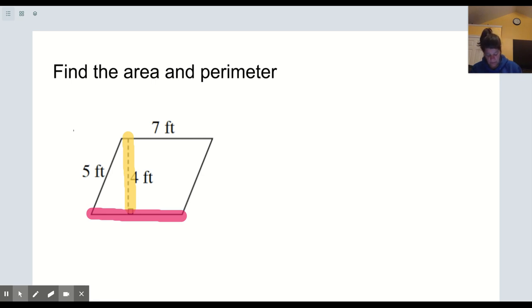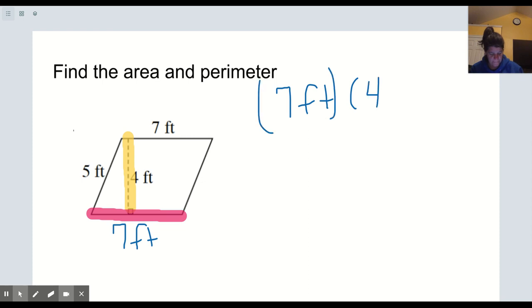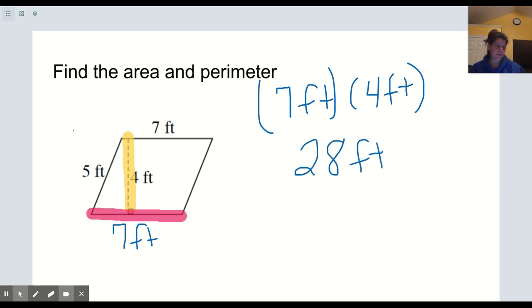And remember that I know that opposite sides are the same. So this side down here is 7 feet. So to find my area, I'm going to do 7 feet times 4 feet. And that will give me 28 feet squared. And just if you didn't know this before, these parentheses that I'm writing, that's another way to write multiplication. And that's a very common way that we'll use multiplication. So 28 feet squared is what you should have gotten for your area.